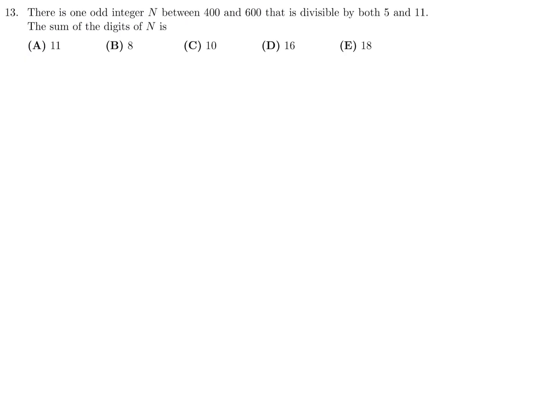There is one odd integer, n, between 400 and 600 that is divisible by both 5 and 11. The sum of the digits of n is. Well, if that number n is divisible by both 5 and 11, that means it's of this form, 5 times 11 times something, k. So it's got to be 55k, some multiple of 55. Okay, no problem. You're allowed to use a calculator on the Canadian exams. I don't think there's anything wrong with using a calculator.